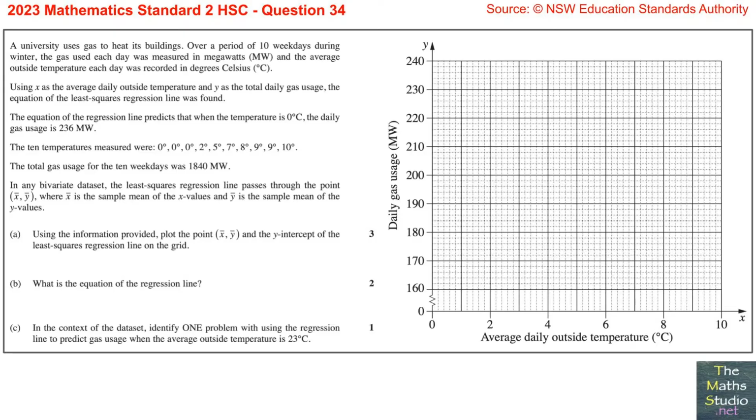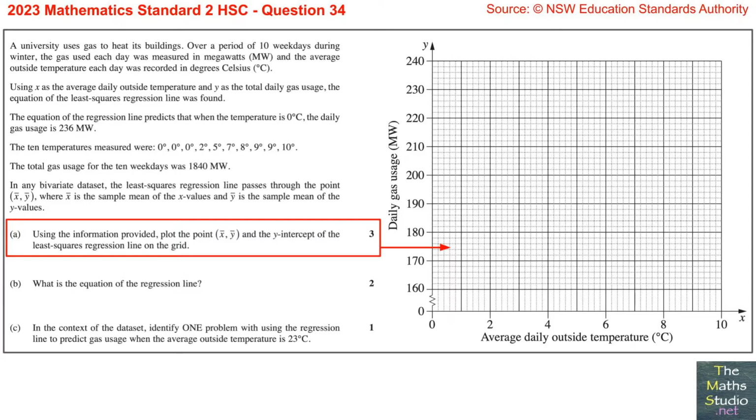The equation of the regression line predicts that when the temperature is 0 degrees Celsius, the daily gas usage is 236 megawatts. The 10 temperatures measured were 0, 0, 0, 2, 5, 7, 8, 9, 9 and 10 degrees. The total gas usage for the 10 weekdays was 1,840 megawatts. In any bivariate dataset, the least squares regression line passes through the point x bar, y bar, where x bar is the sample mean of the x values and y bar is the sample mean of the y values.